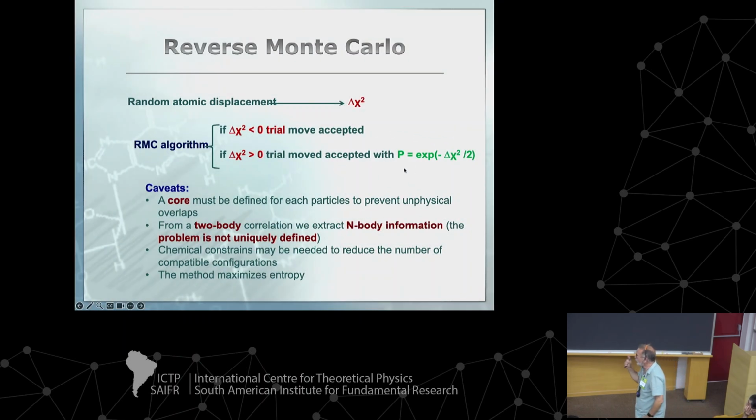What are the caveats for this method? First, you have to define a core. Particles have to have a core, because otherwise you will have overlaps that will mess up things, and you don't want particles to overlap. This core that you introduce is kind of artificial. So you go to the periodic table, look at the van der Waals radii, and you use something similar to that, sometimes smaller. But this is a variable that you have to do dirty chemistry with.